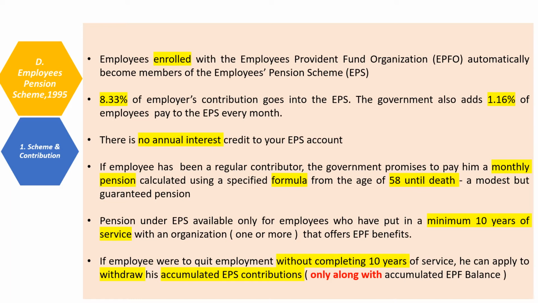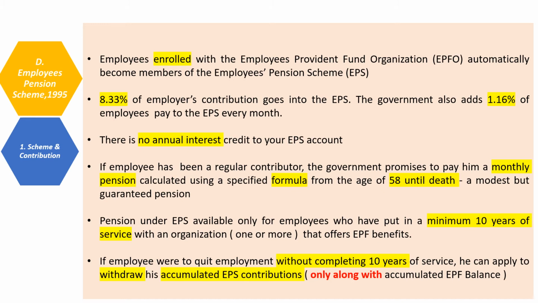As we have seen, out of the employer's contribution, 8.33% goes into the pension scheme, and we have to observe that the government also adds its share of 1.16% as matching contribution every month. In EPF we have seen there is an annual interest added, but here there is no concept of annual interest. There is a formula for calculation of pension from the age of 58 until death. It is a small pension, but it is a guaranteed pension.